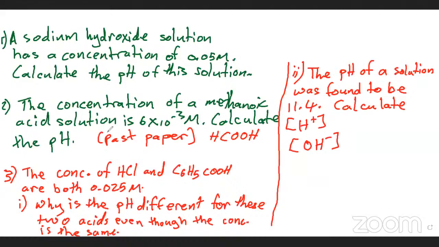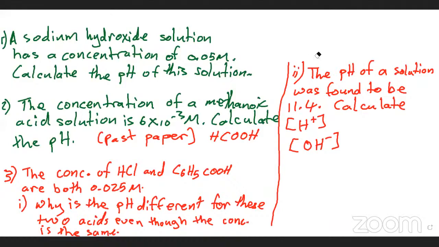Wait, for number two, you cannot calculate two without Kb. Sorry about that, I mean Ka. So for number two, you would need Ka. Let me just check. Oh, sorry, I mixed up. For number two, the concentration is 0.025. Sorry, let me just fix number two.